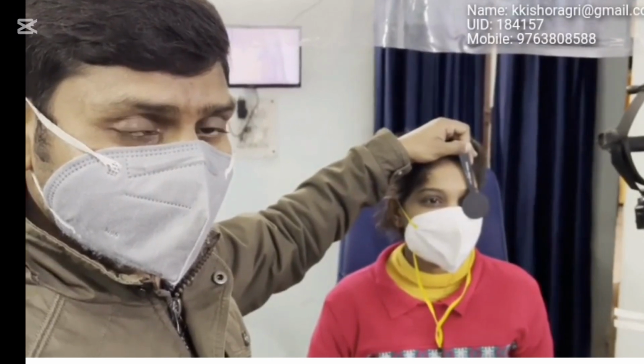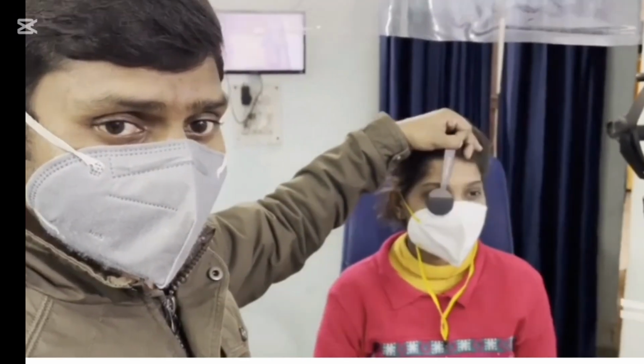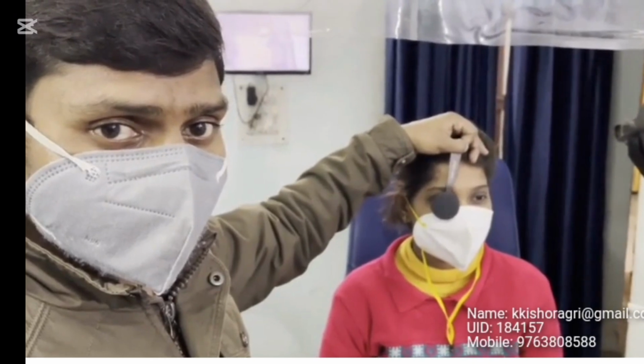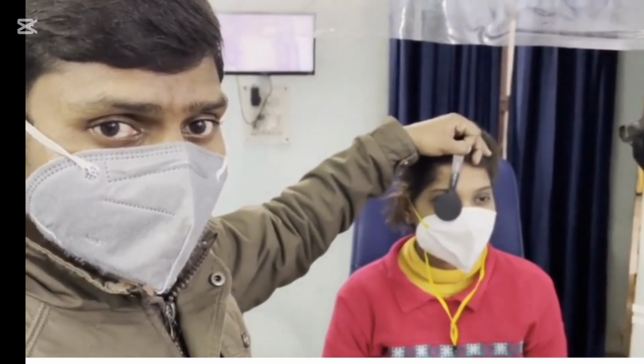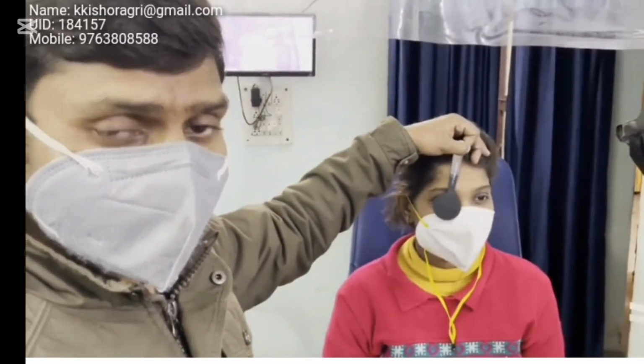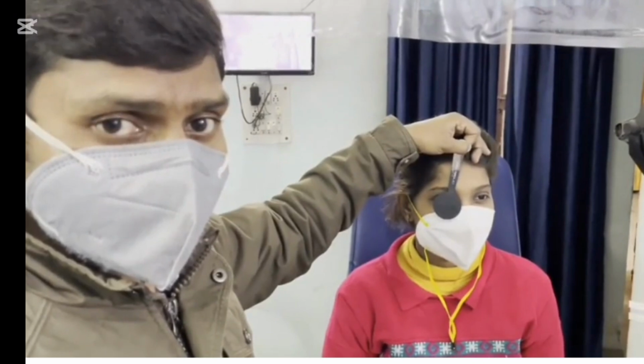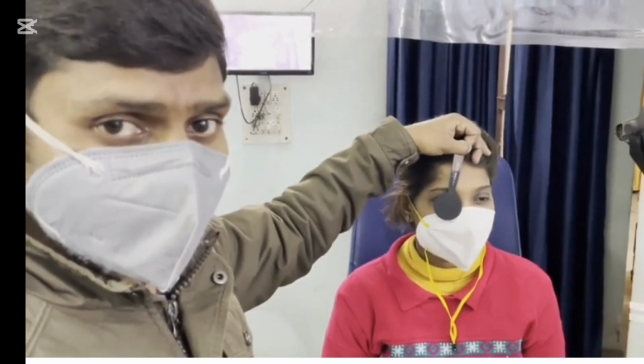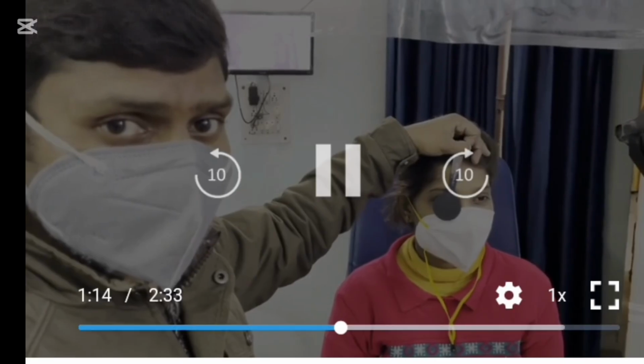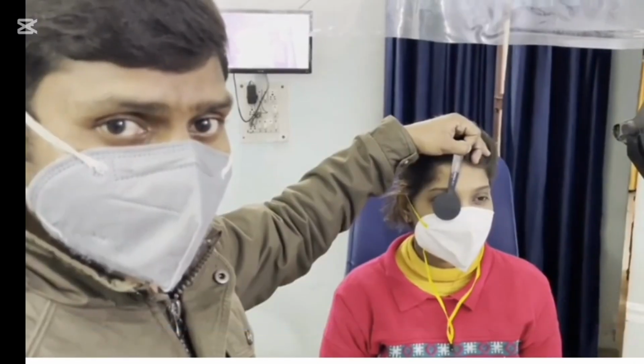The patient is asked to read the chart with each eye separately and the visual acuity is recorded as a fraction, the numerator being the distance of the patient from the letters and the denominator being the smallest letters accurately read. When the patient is able to read up to the 6 meter line, the visual acuity is recorded as 6 by 6, which is normal.